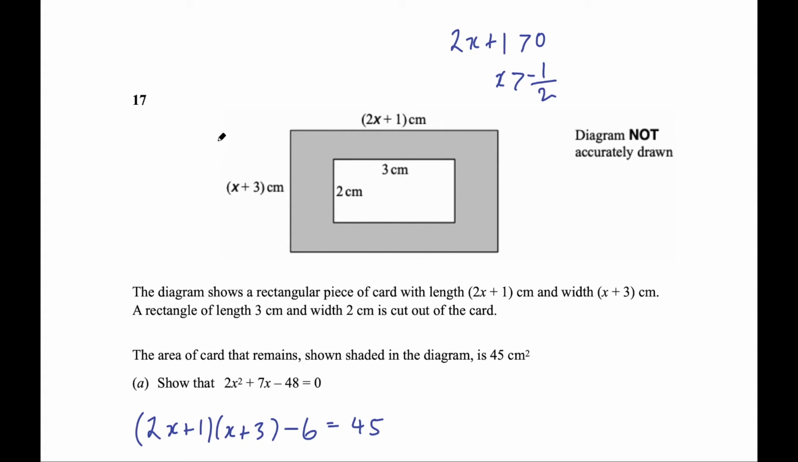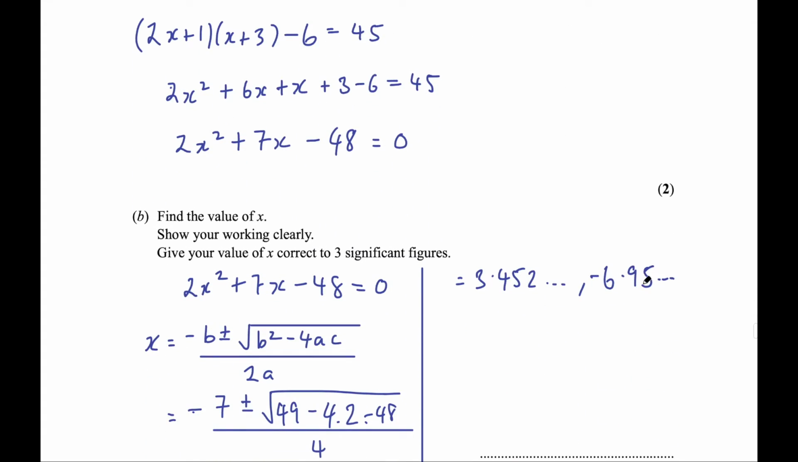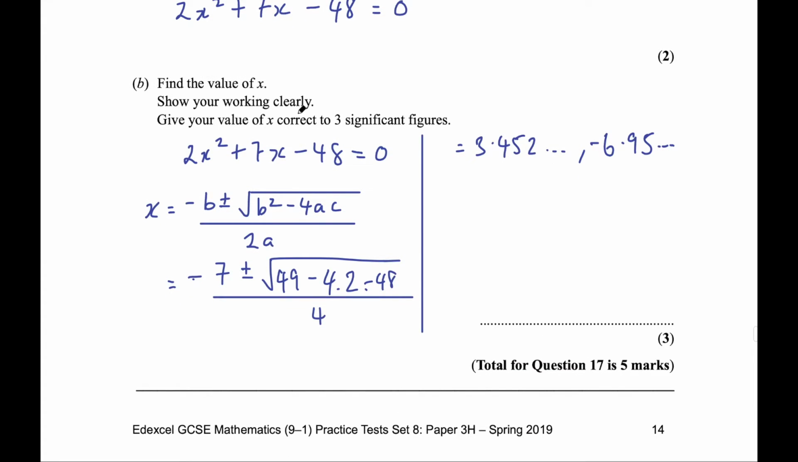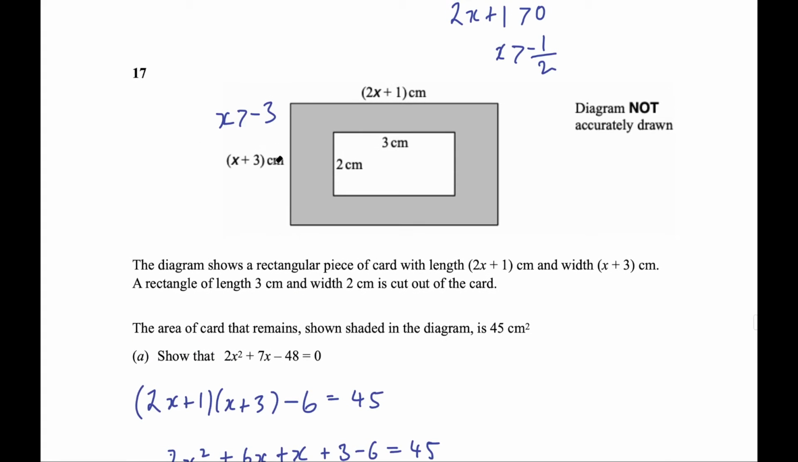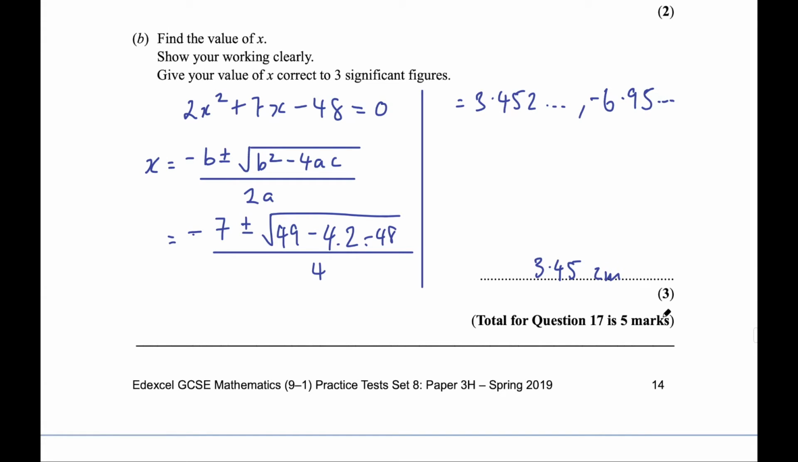Do the same thing over here. X needs to be greater than negative 3 for this to be greater than 0. But this one tells us that x needs to be greater than negative a half, in which case negative 6.95 is too small an answer to use. So therefore we have one possible answer. It's 3.452, and so on. And then to round that off to 3 significant figures, that would be 3.45 for my final answer there for x. And that is in centimeters. Okay, so that should be good enough for 3 marks, and that was question 17 for a total of 5 marks.